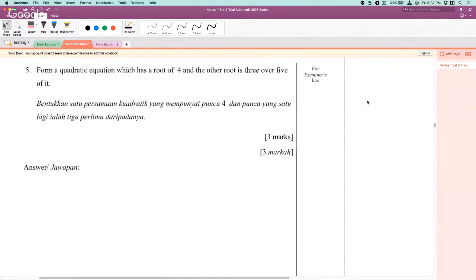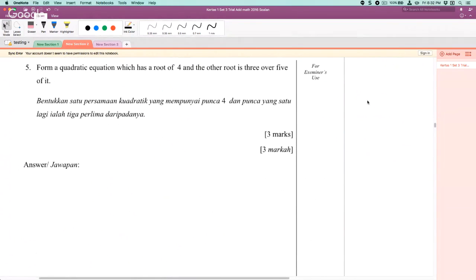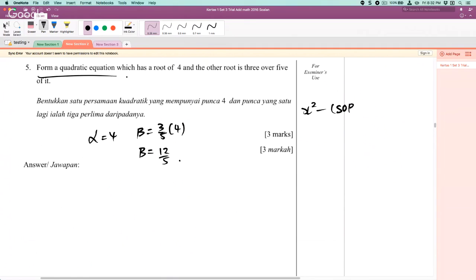Okay, so let's go to number 5. We form a quadratic equation. We have the roots. One of the roots is 4, and the other root is 3 over 5 of it. So I know my beta is 3 over 5 of 4, so my beta equals 12 over 5. And then the question asks me to form the quadratic equation. I know I have to use this formula: x squared minus sum of roots times x plus product of roots equals 0.